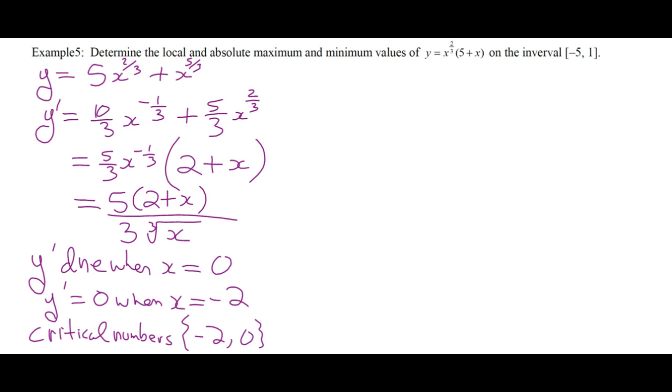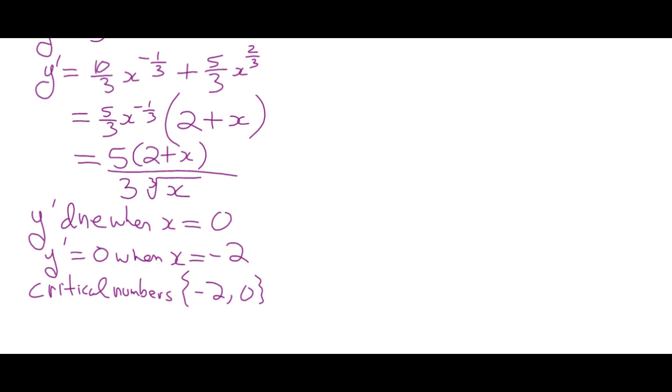Okay, now you might think this is overkill. Yeah, they're obviously that, but I think if you explicitly state them, you're not going to sort of lose one at some point. It's always possible you could lose a critical number. Okay, so let's make a chart.